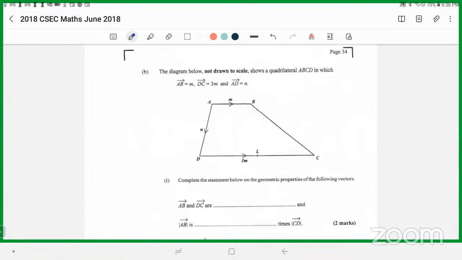It says complete the statement below on the geometric properties of the following vectors. AB and DC, not CD, DC, are what? They are parallel. One is a multiple of the next. They are parallel.